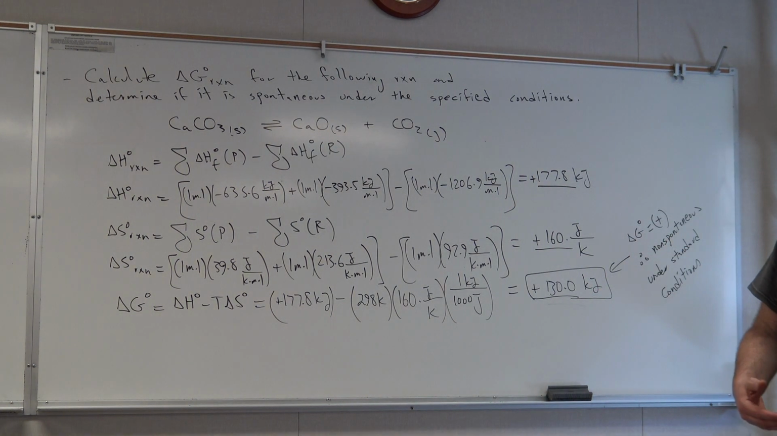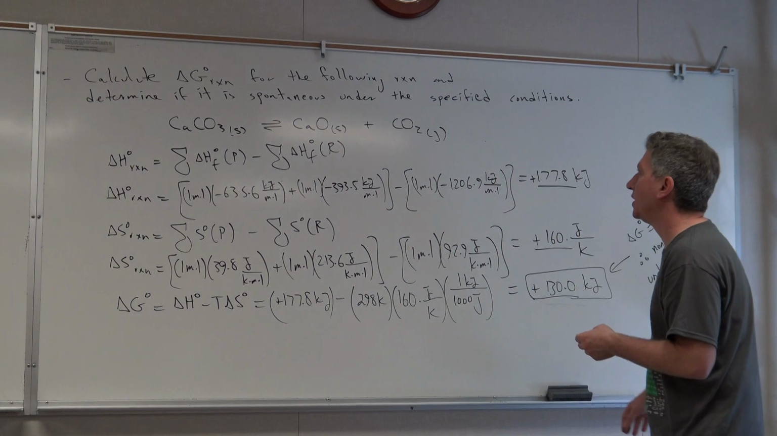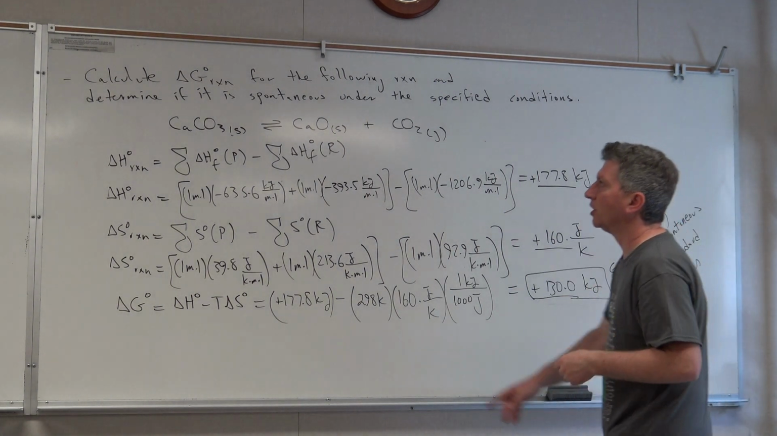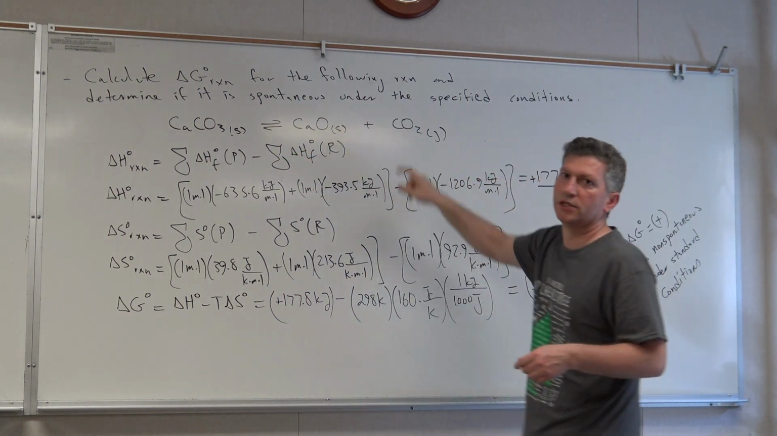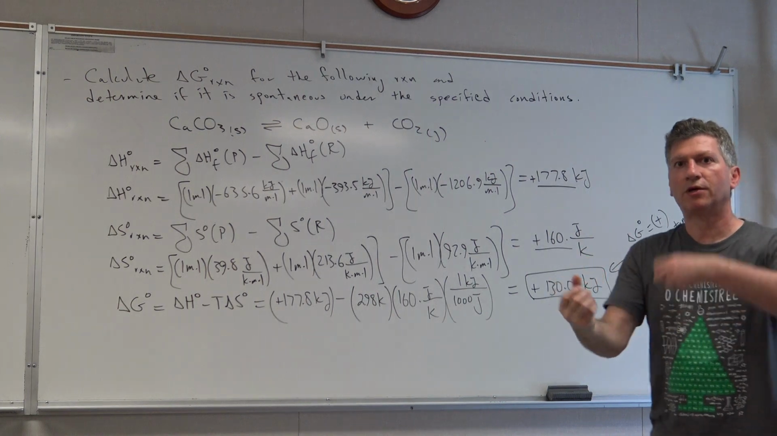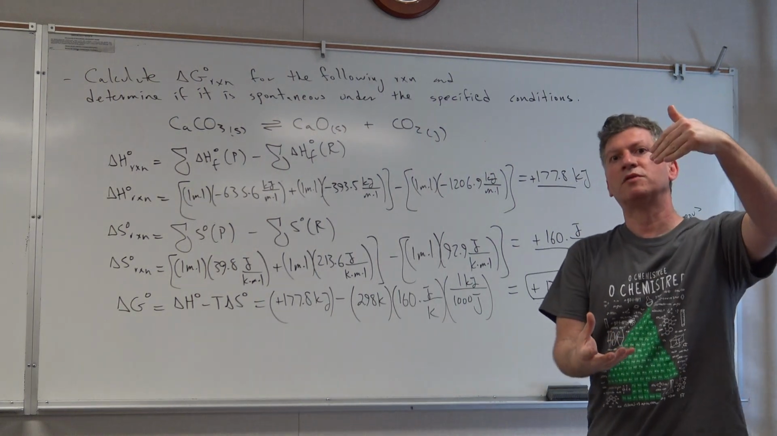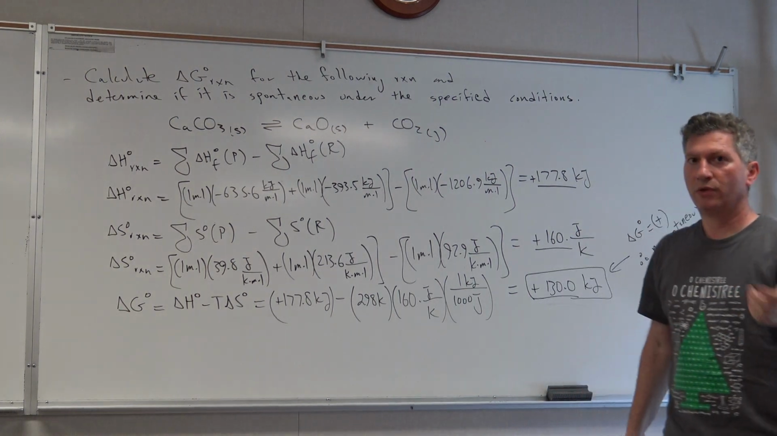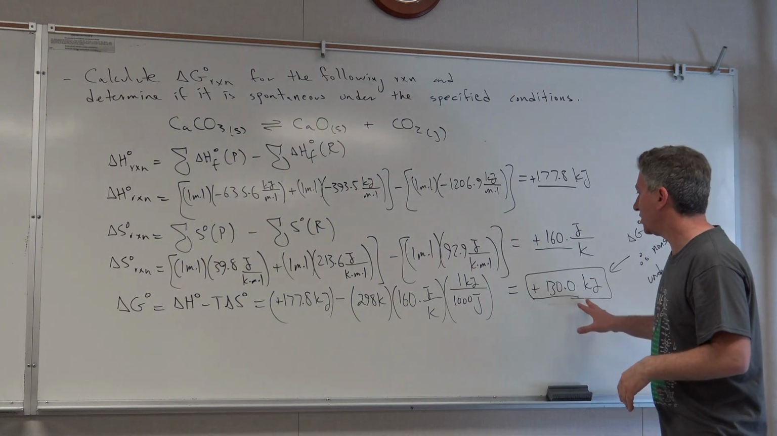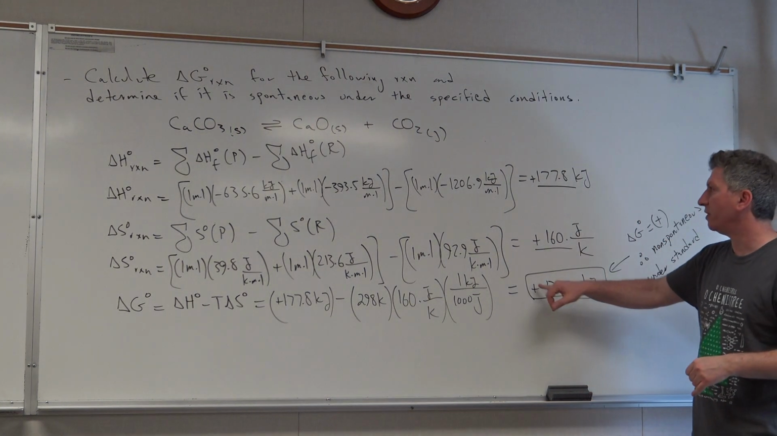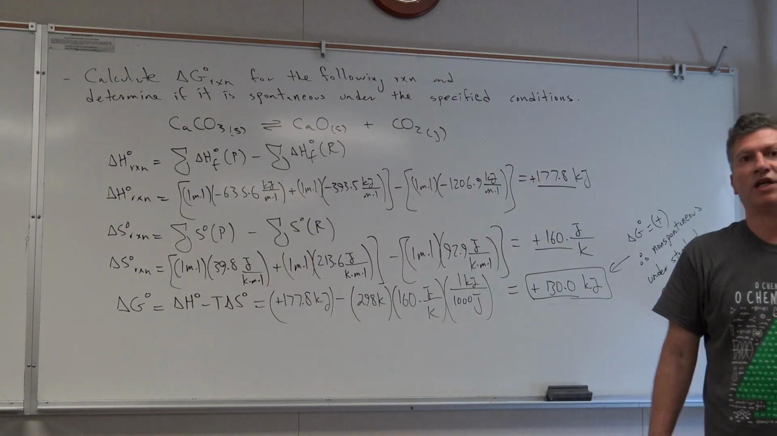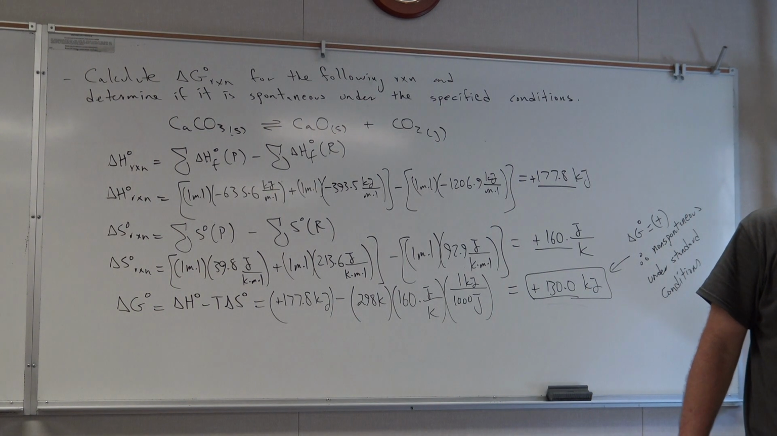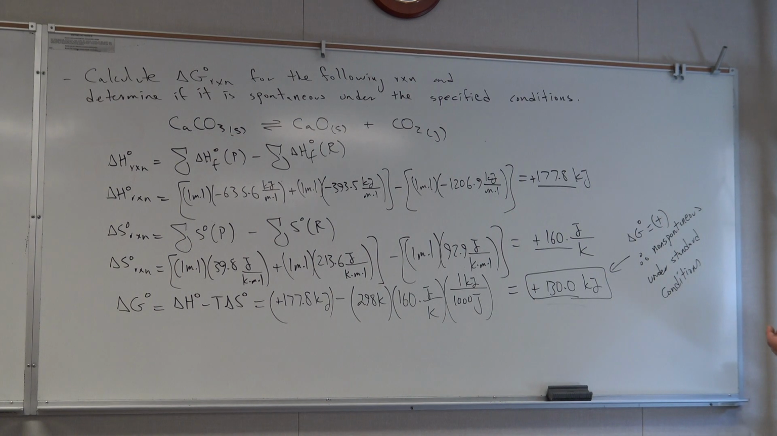Now what does that mean? That means under standard state, calcium carbonate does not get converted into calcium oxide and carbon dioxide. So when you have pure calcium carbonate, you have pure calcium oxide, and you have 1 atmosphere of carbon dioxide above that at 25 degrees Celsius, this reaction is non-spontaneous. To make it spontaneous, for every mole, you have to put in 130 kilojoules of work, 130 kilojoules of energy minimum, to get it to work.